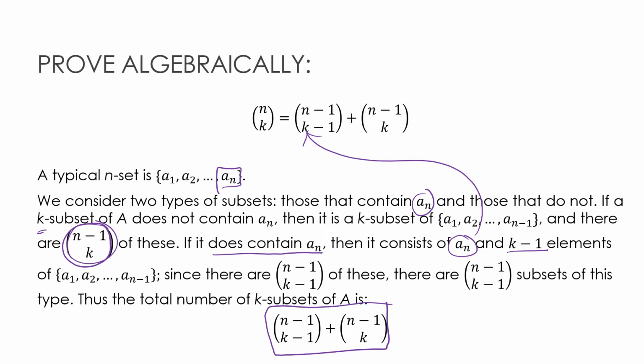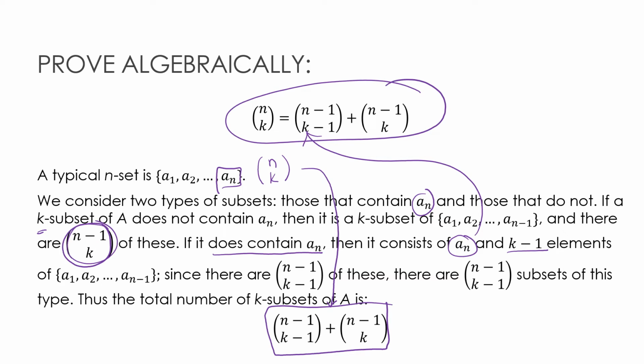So essentially what I've done is I've said, if I have n choose k, which is where I started, and I break it into subsets, those are the 2 subsets that I get, which proves this algebraically.